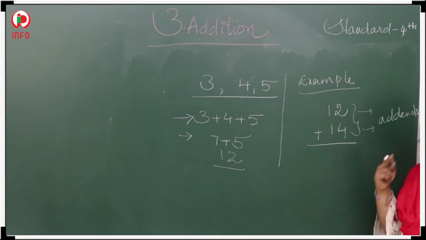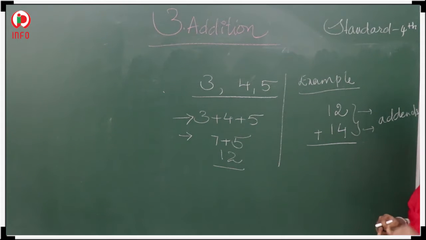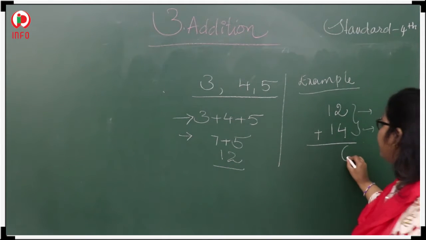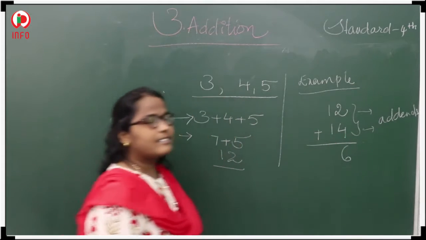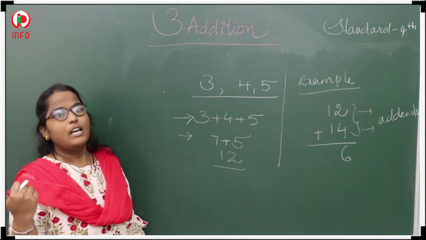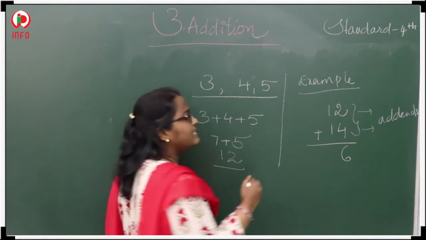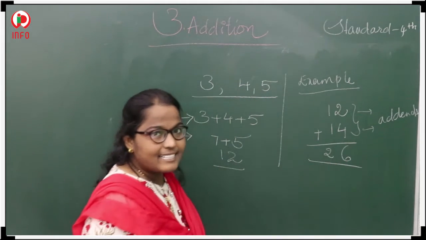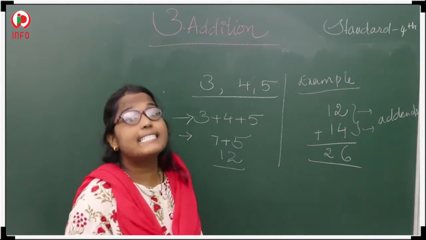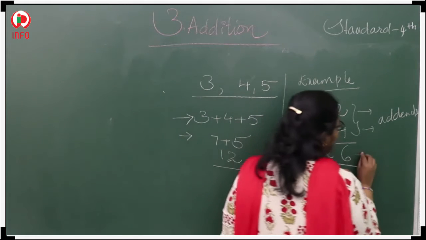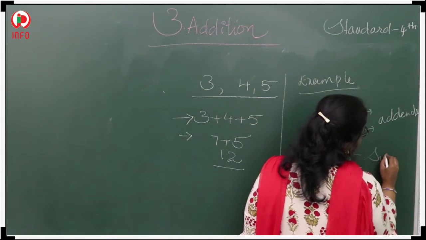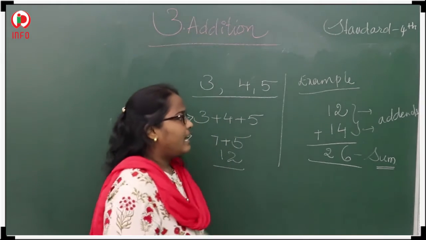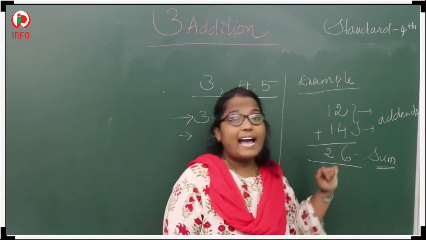Again, 2 in the mind, 4 fingers out. After 2: 3, 4, 5, 6. Then 1 in the mind and 1 finger out, so 1 plus 1 is 2. What do we call this 26? We call this the sum. What do we call it, children? Sum. We call this the sum, and these 2 we call addends.